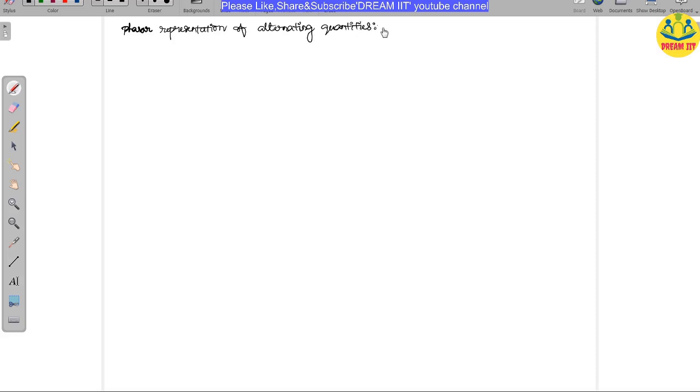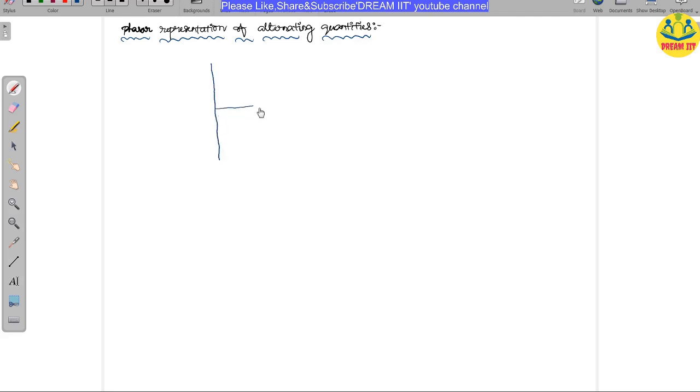First of all we will see what is the meaning of the phasor, then we will see what is necessary to represent phasors as a representation of alternating quantity, and what is the importance. So first of all, what is the meaning of the phasor? Instead of phasor, first we will start with the phase.